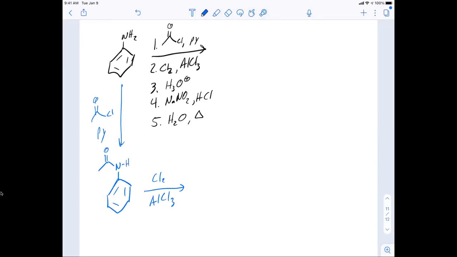What happens on a ring directing effect if I have a positive nitrogen? Positive nitrogen is a meta director, right? So if I want this to go to the ortho para position, and again, we'd have this plus a little bit of the ortho, I can get the chlorination, right? What happens with H3O plus? Right, I've got an amide and I've got a chloride.